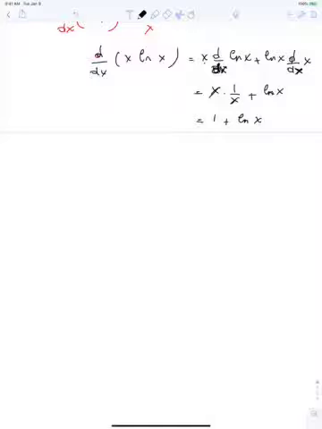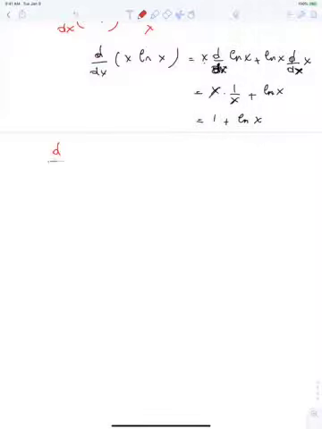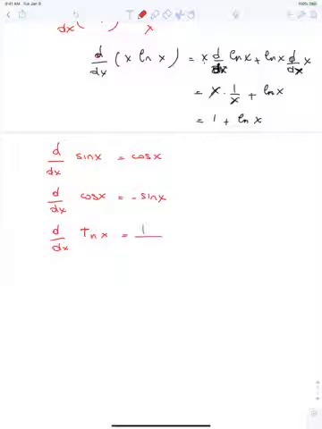Well, we have the derivative of the trigonometric functions, and then we're done with all the main functions that we're going to use in this class. The derivative of sine of x is cosine of x. The derivative of cosine of x is minus sine of x. The derivative of tangent of x is 1 divided by cosine square of x.